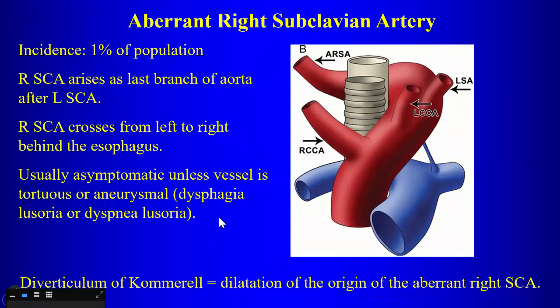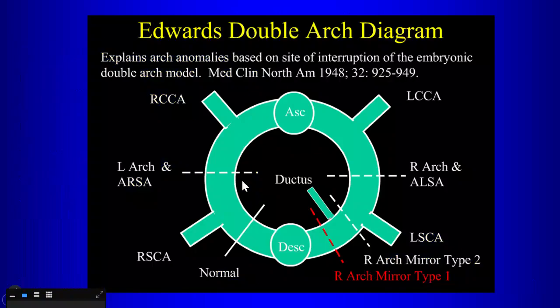So the aberrant right subclavian artery, you do see this. Look for it on your CT scans. It's fairly common. So the aberrant subclavian arises as the last branch of the aorta, crosses from left to right, behind the esophagus, usually asymptomatic, unless the vessel is tortuous, aneurysmal, or there's a lot of atherosclerotic disease, in which case it can cause dysphagia lusoria. The diverticulum of Kommerell is dilatation here at the origin of the aberrant right subclavian artery. So that dilatation is called the diverticulum of Kommerell.